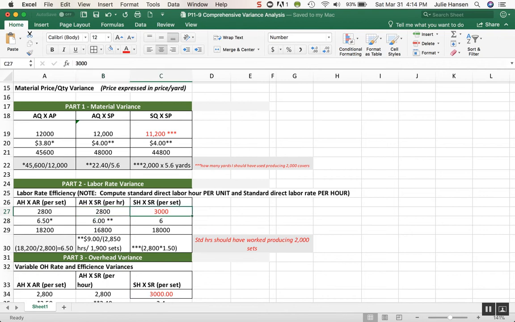Now, here's the next one. So you can see these ones in red are really thinking questions. So where in the heck do I get my standard hours? Again, if you think about this, the standard hours are what I should have worked when I produced those 2,000 sets. Remember, that was how many actual sets I manufactured. So how many hours should I have worked producing those 2,000? Well, remember my standard is 1.5 hours, so you can see that's where my 1.5 is.